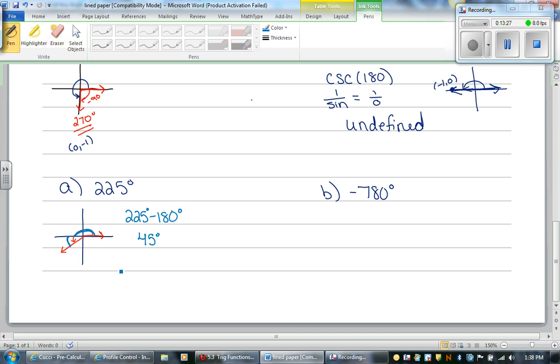So, just kind of a side note, we know that sine of 45 is the square root of 2 over 2. We know cosine of 45 is square root of 2 over 2. Tangent of 45, which we know to be sine over cosine, anything over itself is 1.